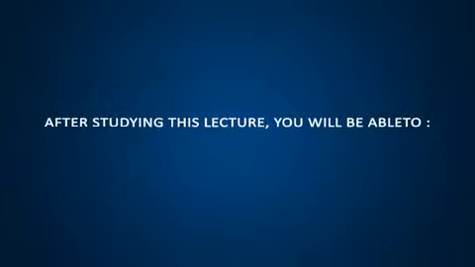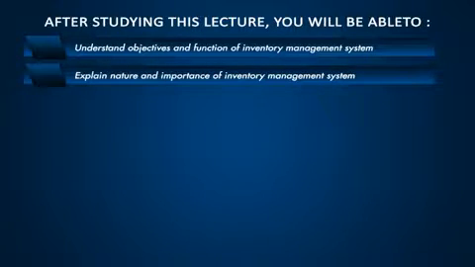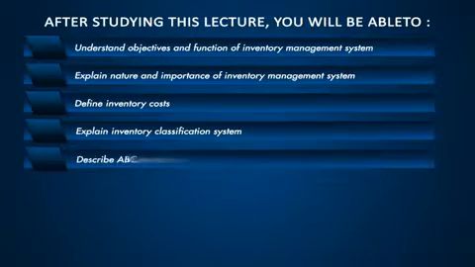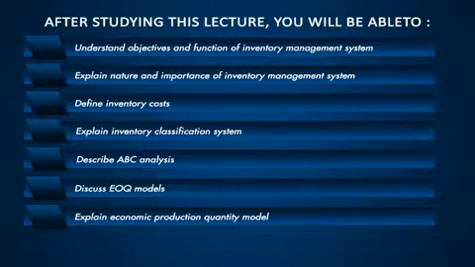And after this lecture, we will be able to learn the following objectives. Understand objectives and function of the inventory management system. Explain the nature and importance of the inventory management system. Define inventory costs. Explain the inventory classification system, describe ABC analysis, discuss EOQ models, explain economic production quantity model.